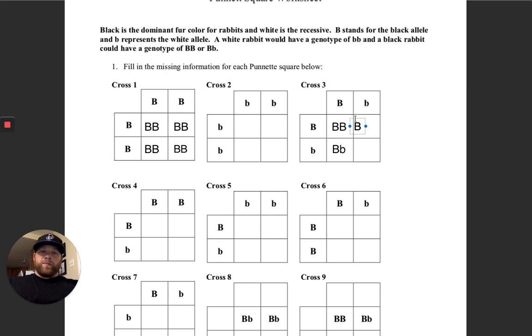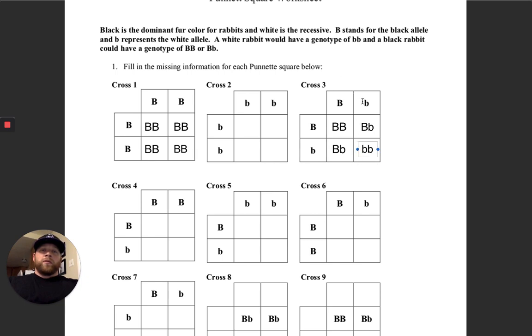Then here we get the dominant allele from this parent and the recessive allele from this parent. So that is another heterozygous. Okay? And then in this box, we get both lowercase. You see how I get that: I have the lowercase or recessive allele here, and they both meet up in this box. Okay?